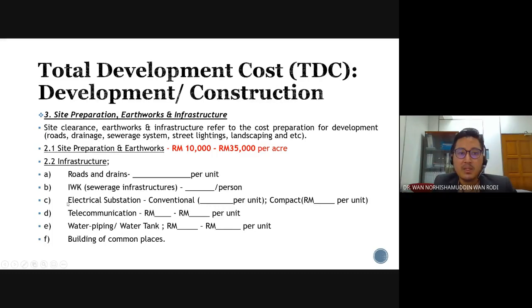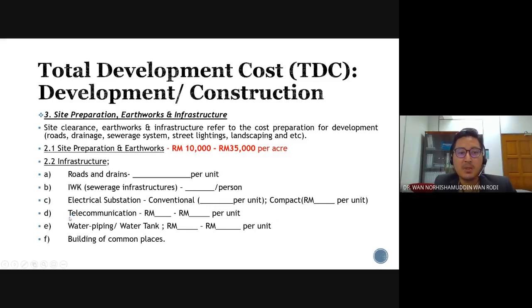Okay, and then on the aspects of telecommunication, you need to prepare the wiring, internet access, cabling, etc. for telecommunication. So it is also between RM certain numbers per unit. So you calculate based on per unit of project of the product of the property.